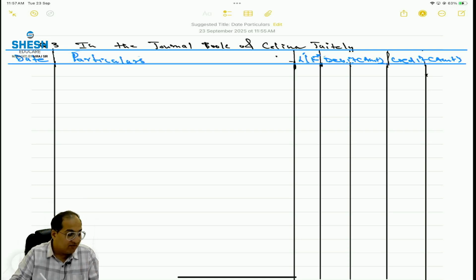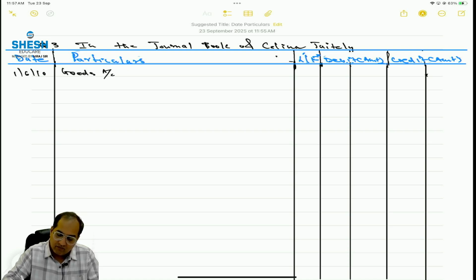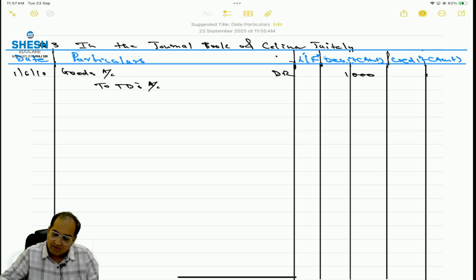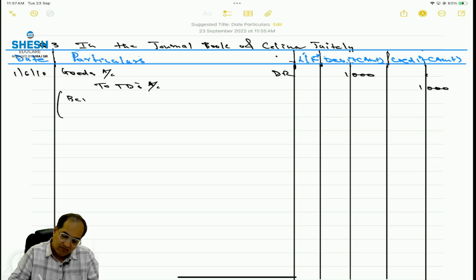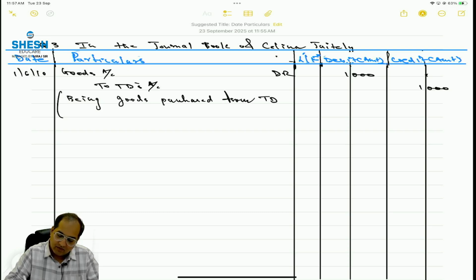So my journal entry would be on 1st June 2010. Goods account debit 1000 to Tendulkar's account 1000. Please make sure that you write full name. Narration being goods purchased from Tendulkar on credit recorded.